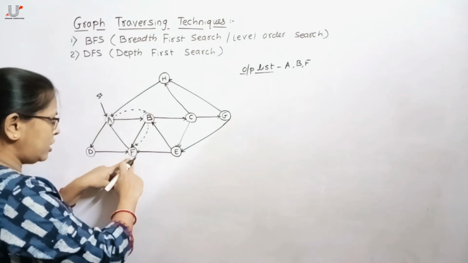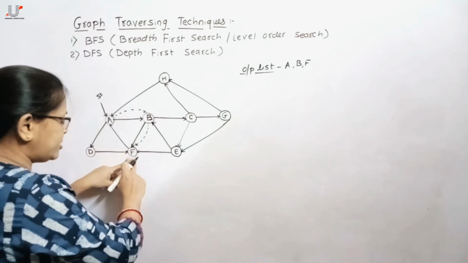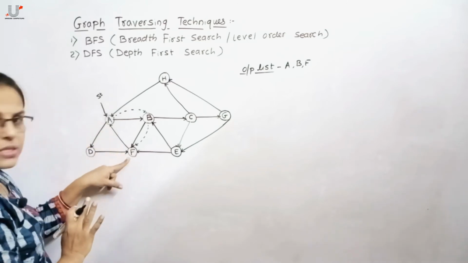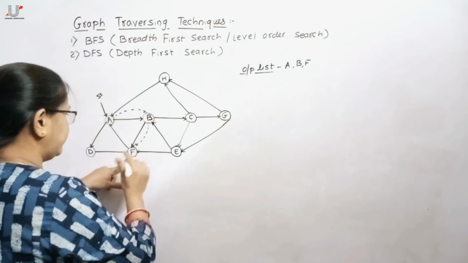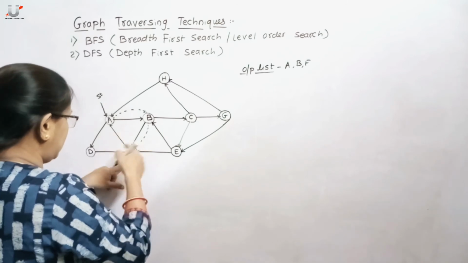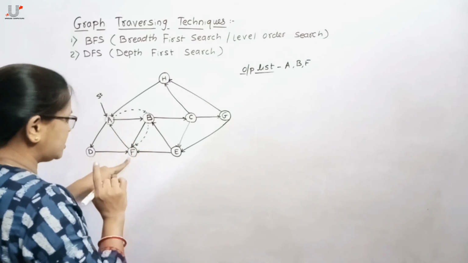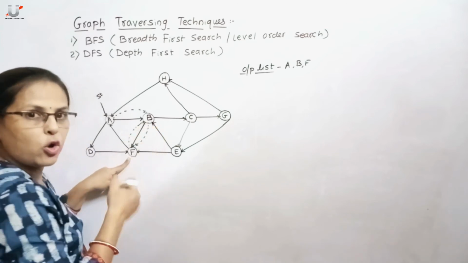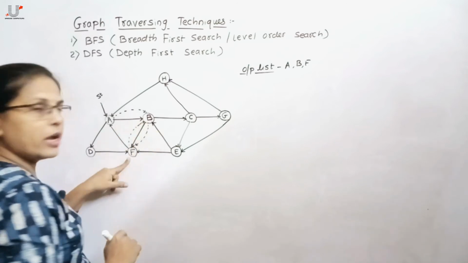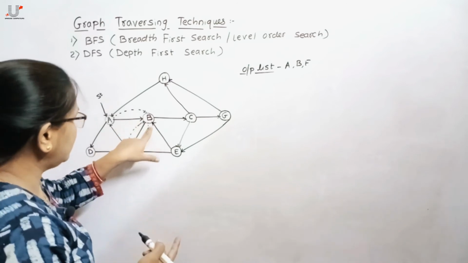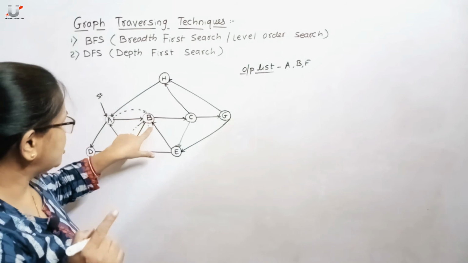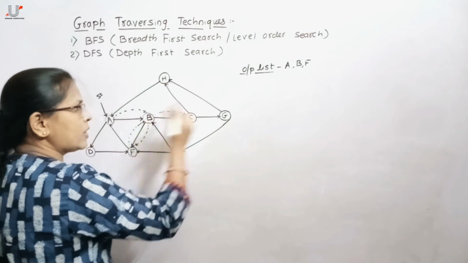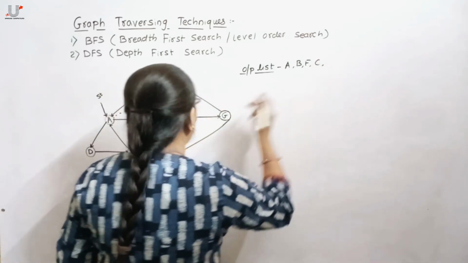Then again check for an unvisited adjacent node for this F. It's A, but it is already marked as visited, so don't visit it again. No one else is adjacent to F, so backtrack. This is a backtracking, or we call it a back edge. So it will move again to B. Then again check for an unvisited adjacent node of this B. Yes, C is there, so move to that C and add that C into the output list.